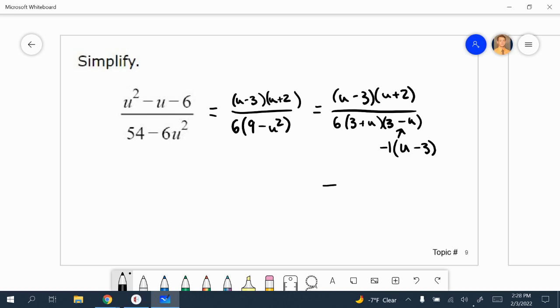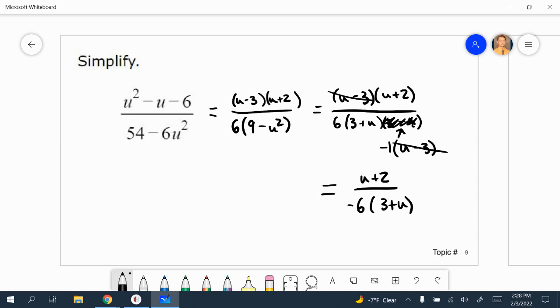So my final answer then, I would cancel that out. So this one gets canceled with this one. And I'd be left with u plus 2 on top. And then on the bottom, I'd have a negative 1 times 6. I forgot about that 6, so it would be a negative 6. And then this we already got rid of. We split that up, but we would just be left with that 3 plus u on bottom.